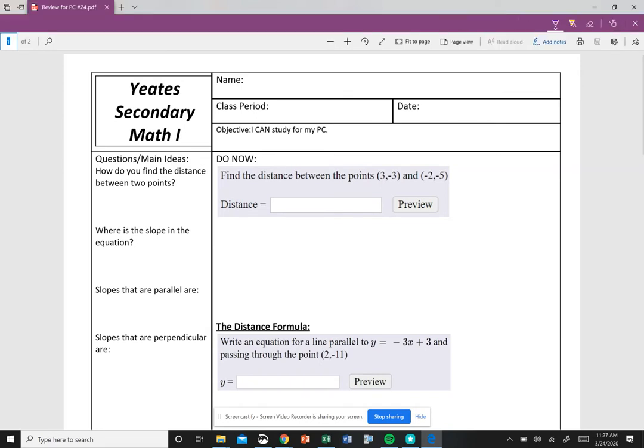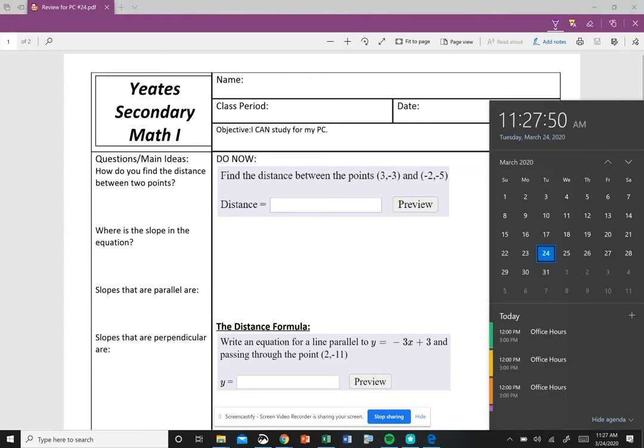The PC will be Thursday, here, I'll pull up my cute little calendar. Thursday, the 26th, this day right here, all right? And I'm going to tell you which class periods are what on that day, and what time they're taking it.